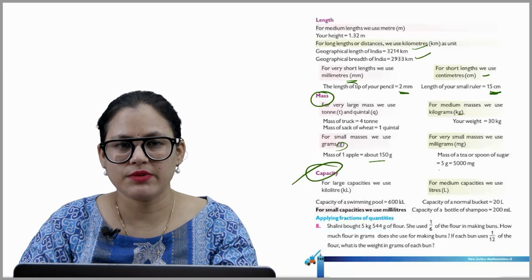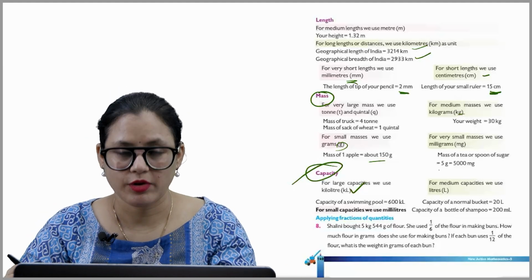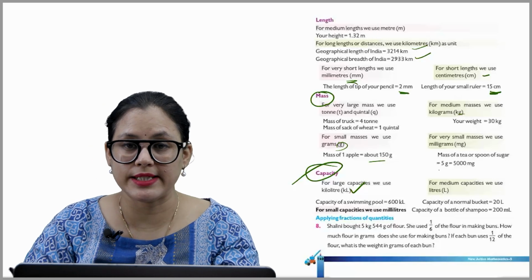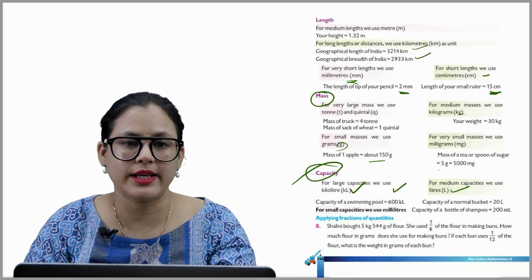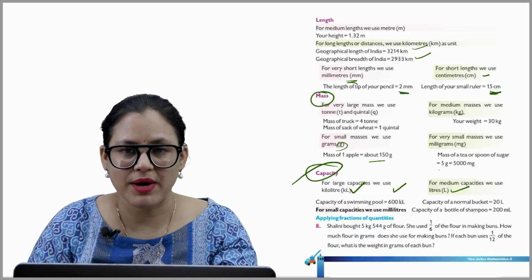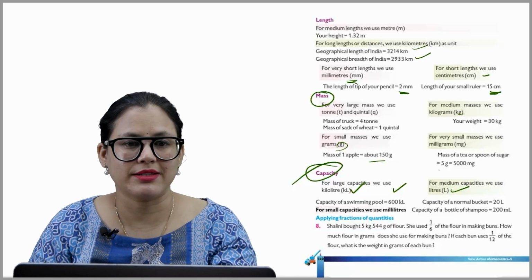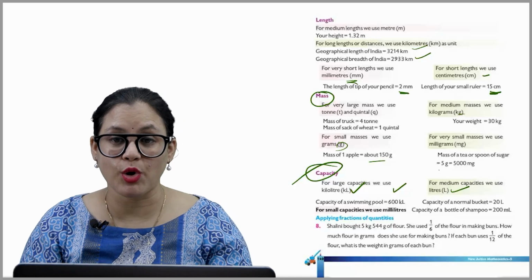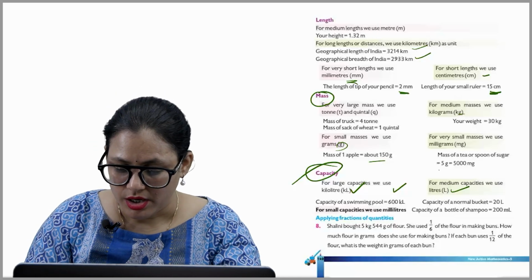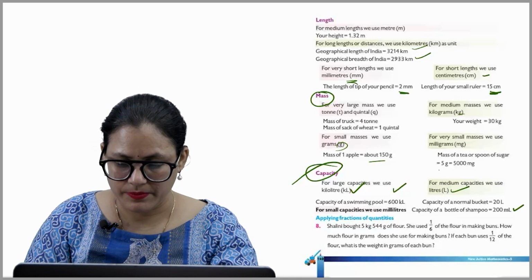Okay. Capacity. For large capacities, we use kiloliter. For medium capacities, we use liters. Like capacity of a swimming pool is measured in kiloliter, like 600 kiloliter, and capacity of a normal bucket is equal to 20 liter. For small capacities, we use milliliters. Like capacity of a bottle of shampoo is equal to 200 ml.